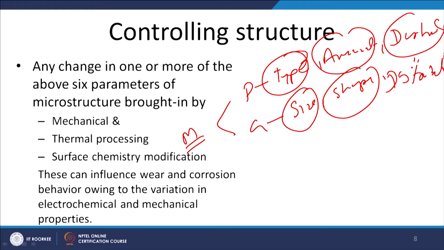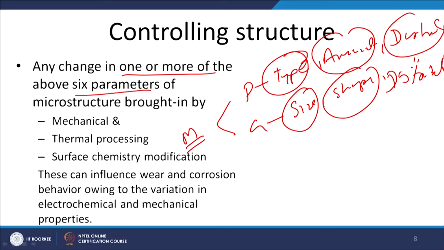So, change in any of these 6 characteristics will lead to a change in the microstructure of the material, and this can be used favorably to alter the surface properties, the surface energy, and the wear and friction behavior of the material. Any change in one or more of the above 6 parameters will lead to a change in microstructure, and this can be brought in by controlled mechanical processing, controlled thermal processing and controlled surface modification.